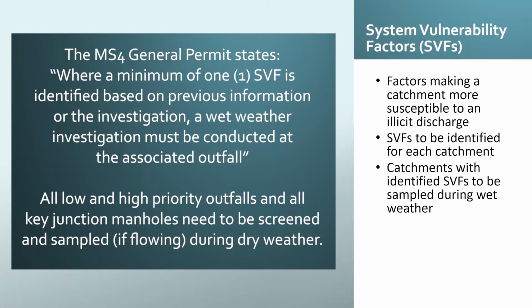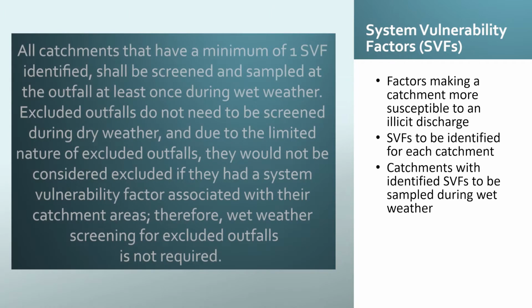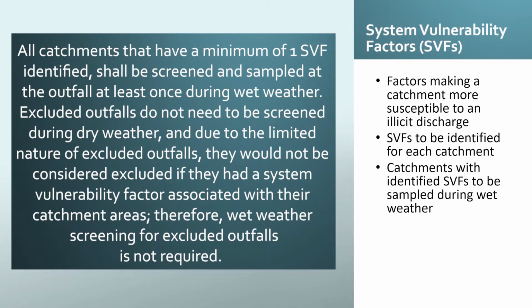All low and high priority outfalls and all key junction manholes need to be screened and sampled, if flowing, during dry weather. All catchments that have a minimum of one SVF identified shall be screened and sampled at the outfall at least once during wet weather. Excluded outfalls do not need to be screened during dry weather, and due to the limited nature of excluded outfalls, they would not be considered excluded if they had a system vulnerability factor associated with their catchment areas. Therefore, wet weather screening for excluded outfalls is not required.